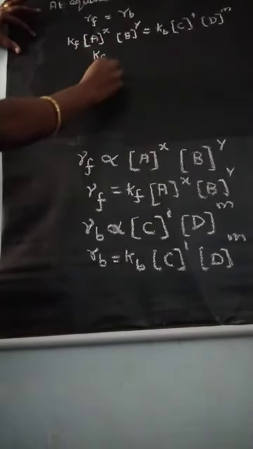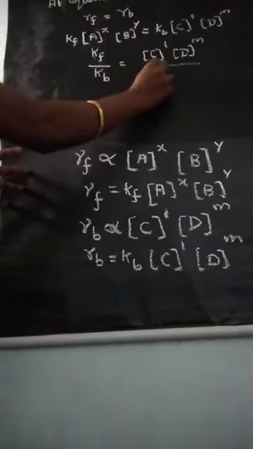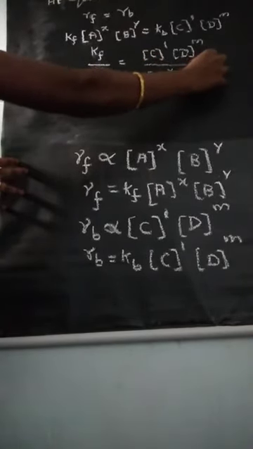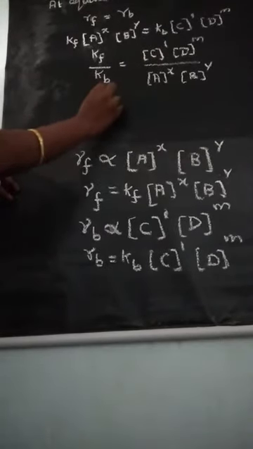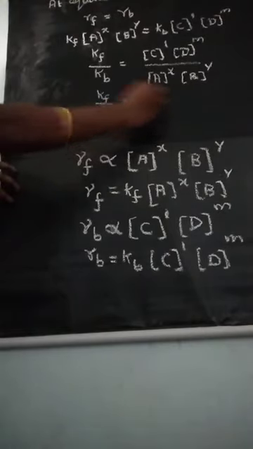So can you tell the formula? Kf, this Kb on this side. So Kf divided by Kb is equal to concentration of C power L into concentration of D power M divided by concentration of A power x into concentration of B power y. Understand? Now listen, in this equation, this Kf by Kb is equal to Kc.